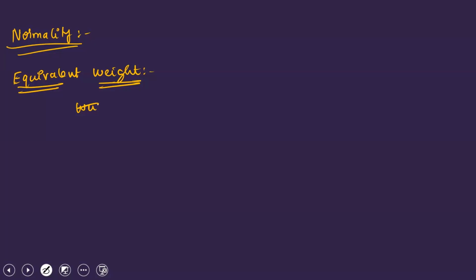Have you written it down? Weight that reacts with 1 mole of electron. Clear? Now, how to identify that?